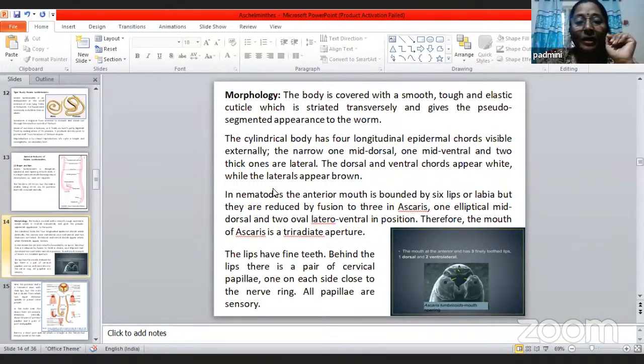The six lips or labia are reduced by fusion to three in Ascaris, one elliptical, the mid-dorsal, and two oval ones laterally. That is what it is made up of. And therefore, the mouth is a triradiate aperture. The lips have fine teeth, so they have some small fine teeth on the lips. Behind the lips, there's a pair of cervical papillae. I told you all, papillae are bump-like structures which are sensory in nature. So they have cervical papillae, one on each side close to the nerve ring. All papillae are sensory in nature.